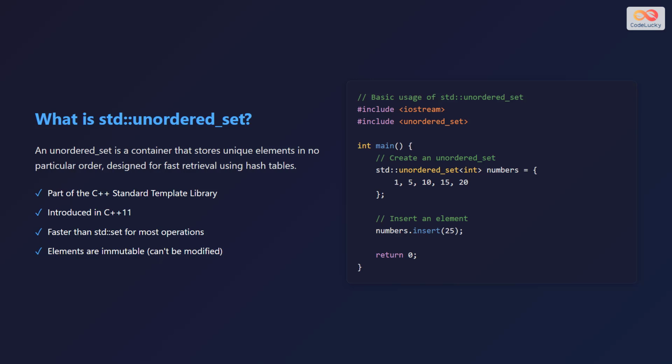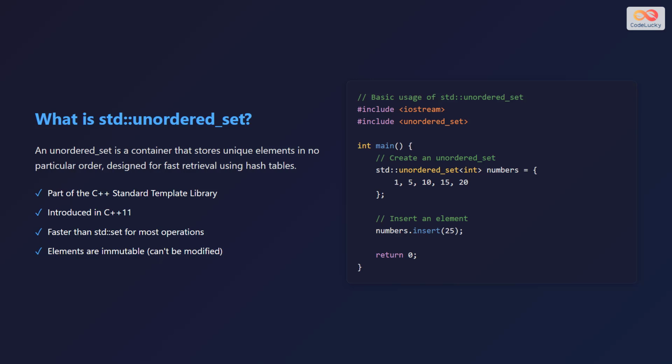It is part of the C++ Standard Template Library, or STL, and was introduced in C++11. It is generally faster than a standard set for most operations. One thing to keep in mind is that the elements within an unordered set are immutable, meaning they cannot be modified once inserted. Let's look at some basic usage of an unordered set.